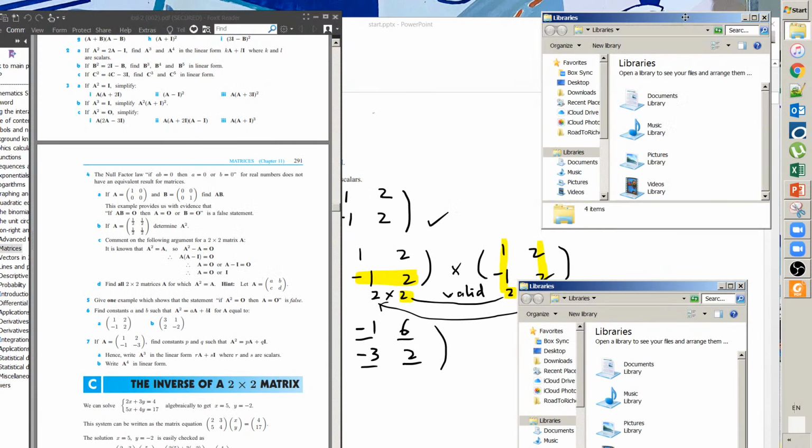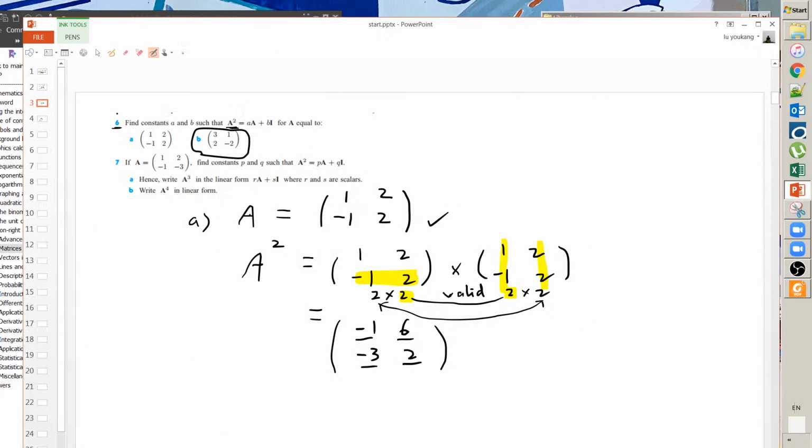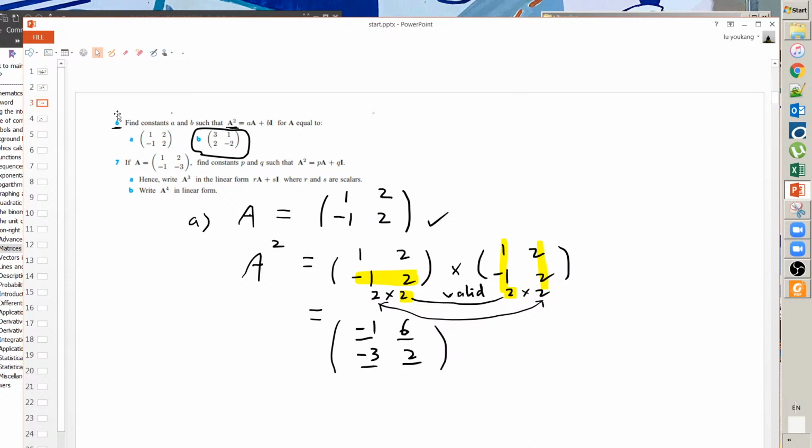Can you show the last page? You mean over here, or the previous slide? The last slide, the previous slide, this slide. Yeah. No, the previous slide. Okay.